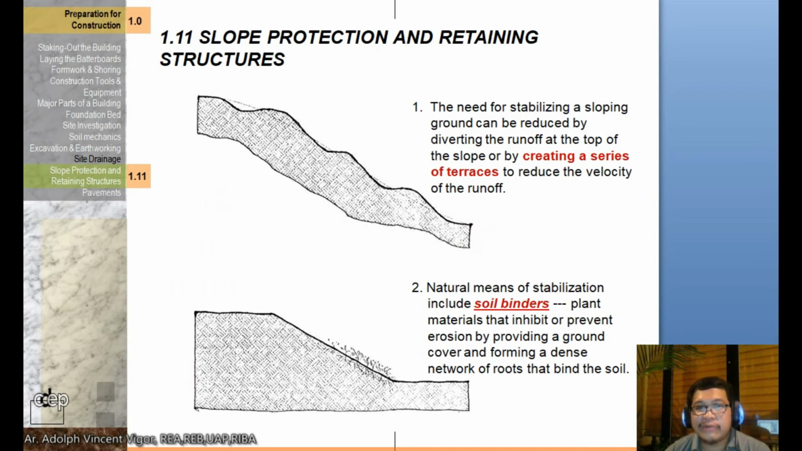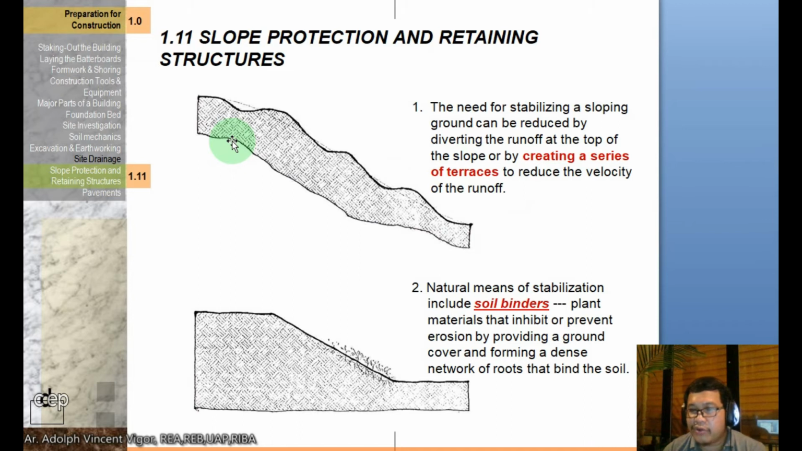So next we're going to discuss slope protection and retaining structures. The need for stabilizing a sloping ground can be reduced by diverting the runoff at the top of the slope or by creating a series of terraces to reduce the velocity of the runoff. If it's too steep, as you can notice, the flow of water would be very fast. It has a high velocity.